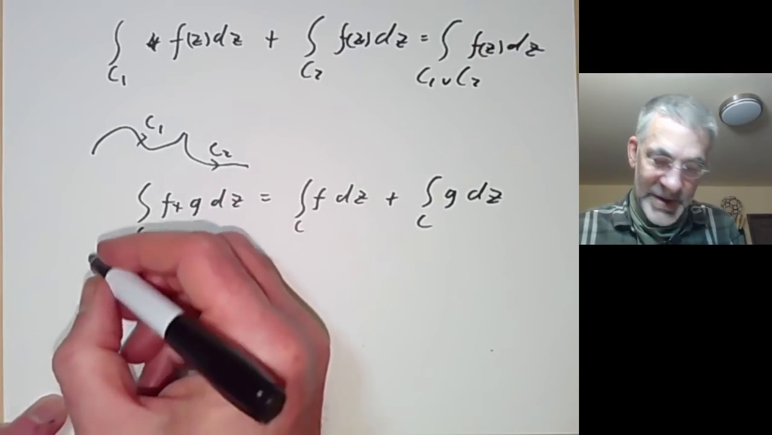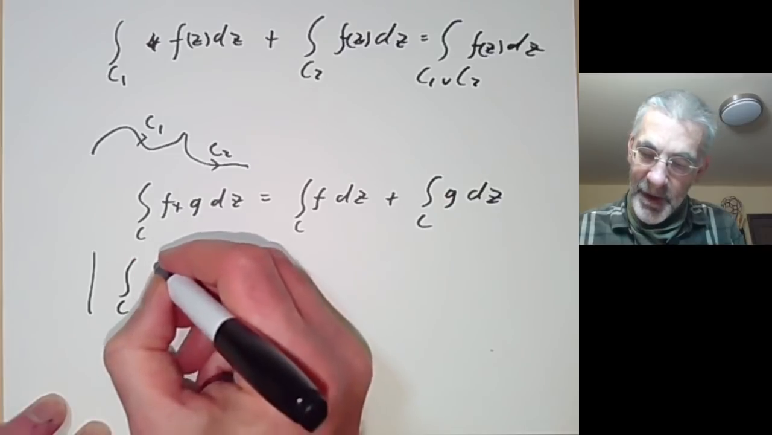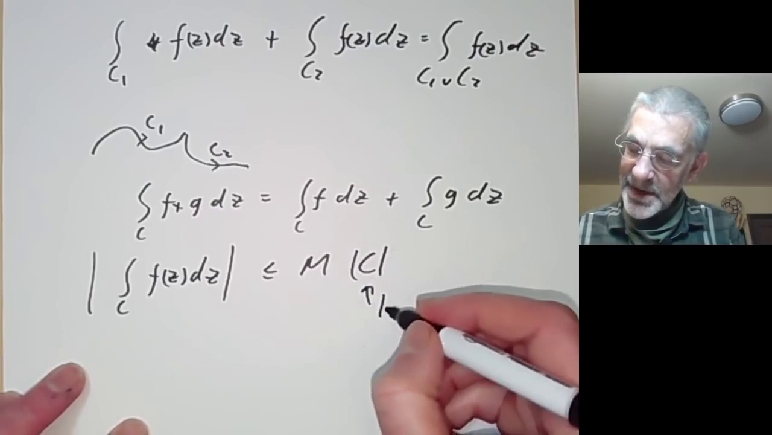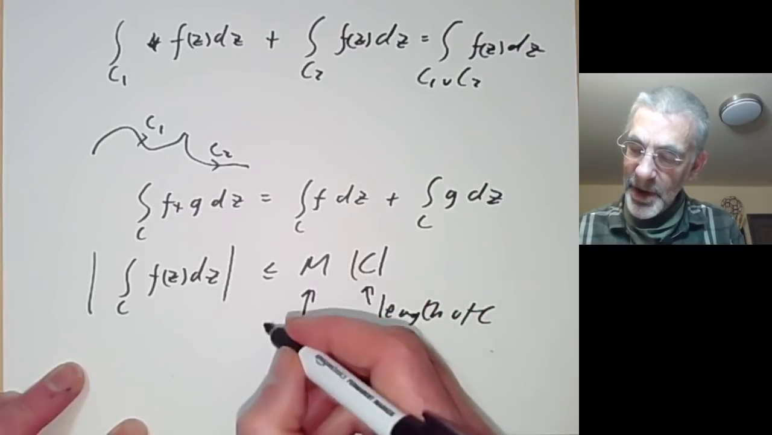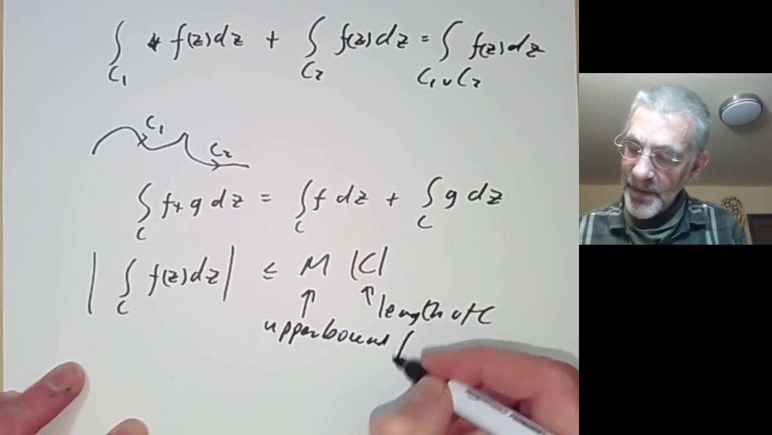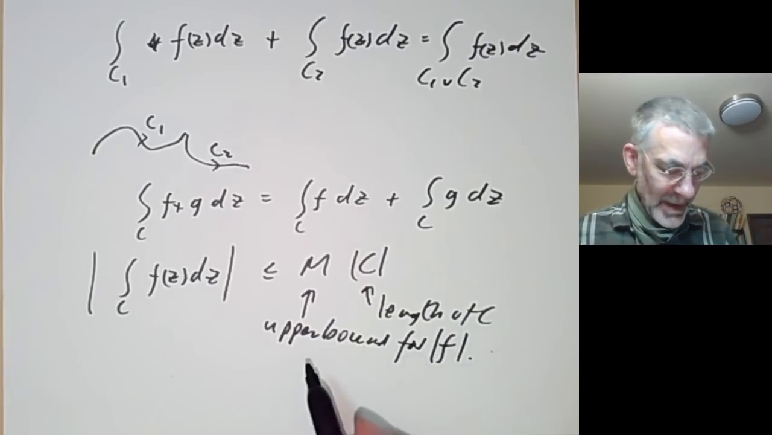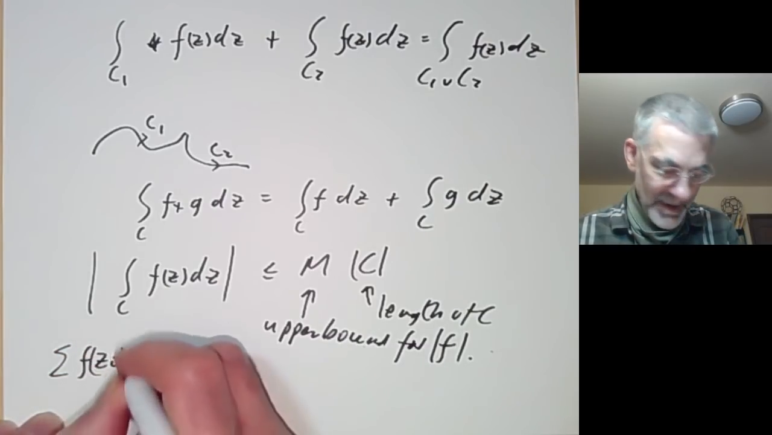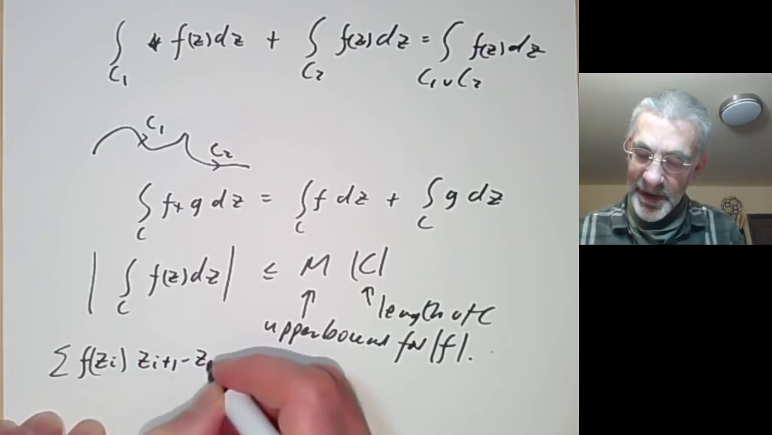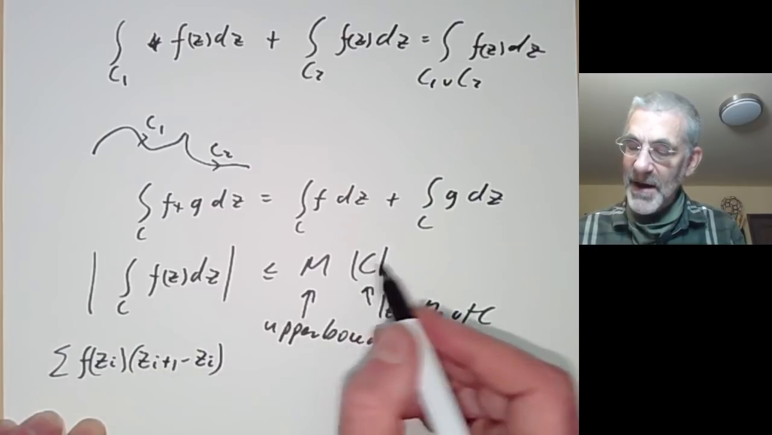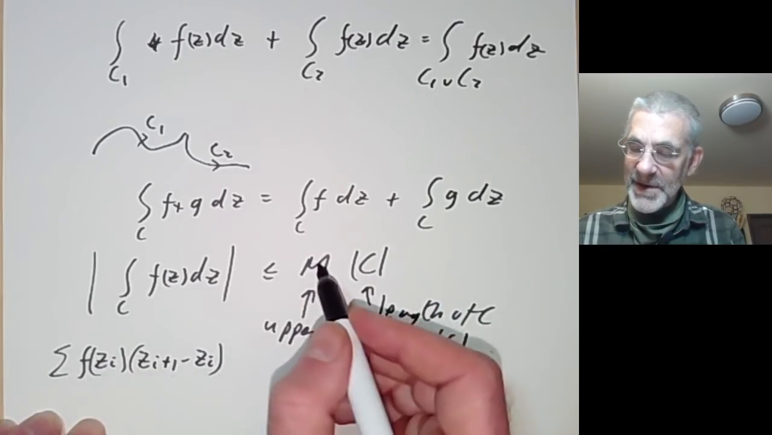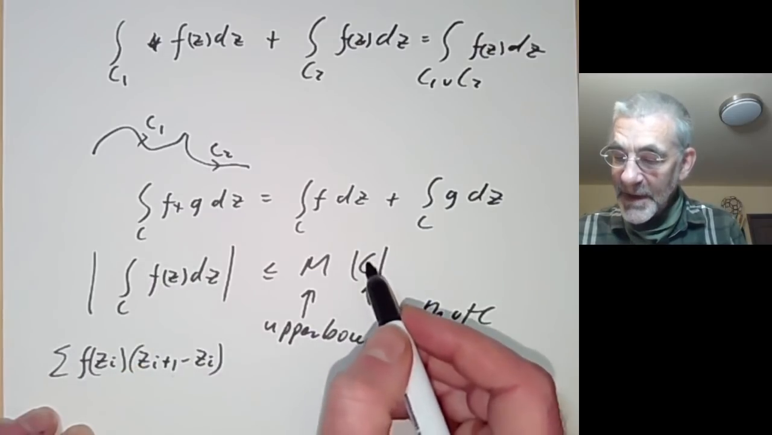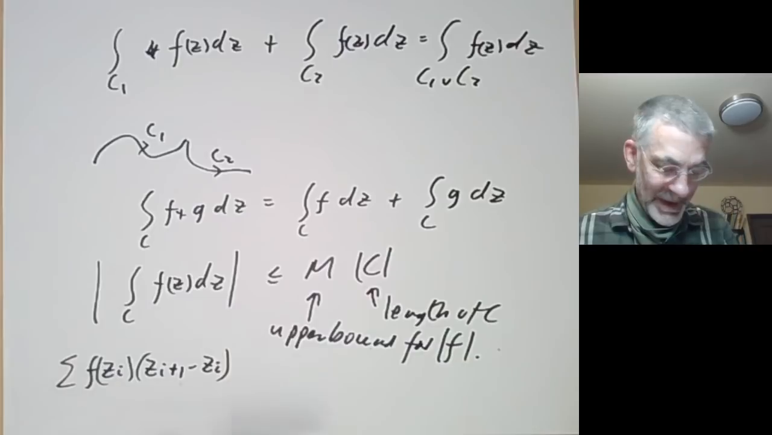A slightly less obvious condition is that the integral over c of f of z dz has absolute value at most m times the length of c, where m is an upper bound for the absolute value of f. And this follows because this is an upper bound for all the approximation sums of f of zi times zi plus 1 minus zi, because the sum of the absolute values of these differences is less than the length of the path by definition, and this term here is less than or equal to m. So we obtain a useful upper bound for any integral. It's at most the length of the path times an upper bound for the thing we're integrating.